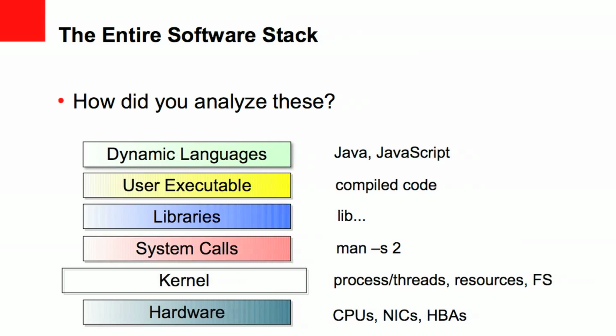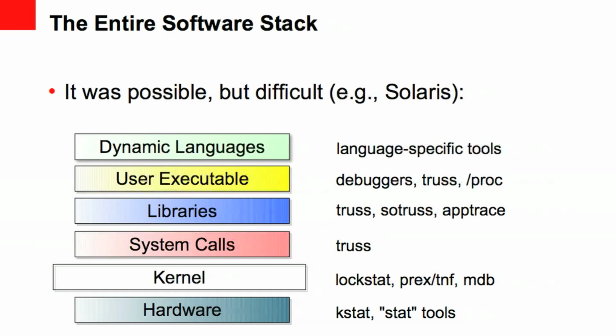How did you analyze these in the past? Dynamic languages, user executables, libraries, system calls, kernel, and hardware. It typically required a variety of tools. For dynamic languages, you may have a developer environment that lets you look at function flow. One of the drawbacks there is you need to be running the developer environment. Maybe that's not in production, and maybe that has an overhead that changes the nature of the problem.